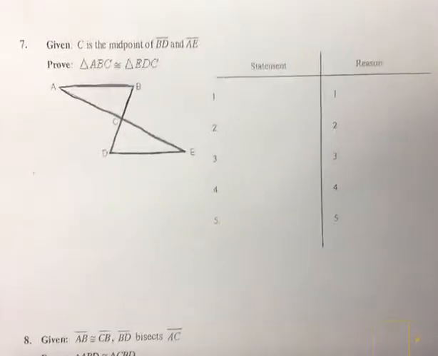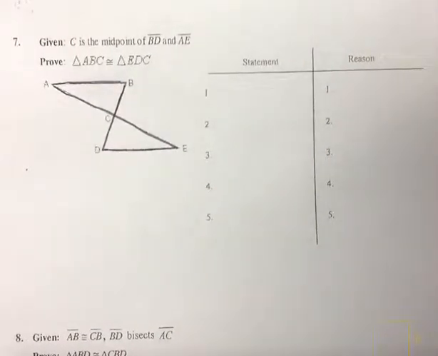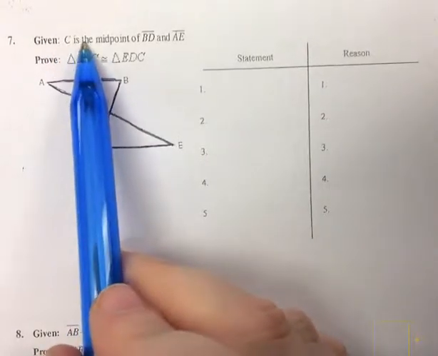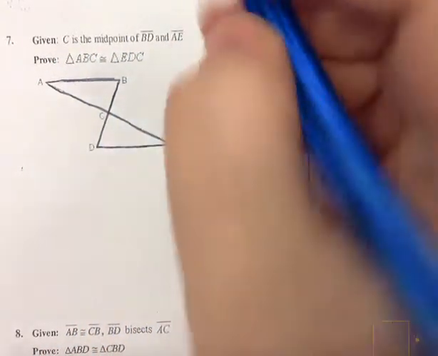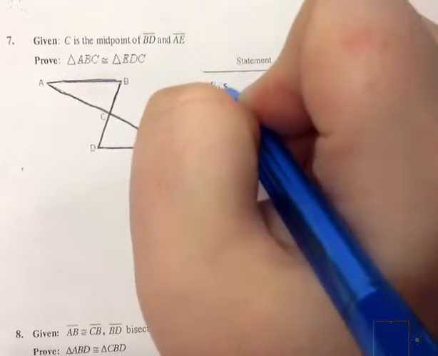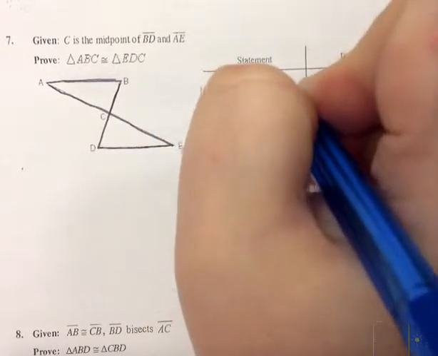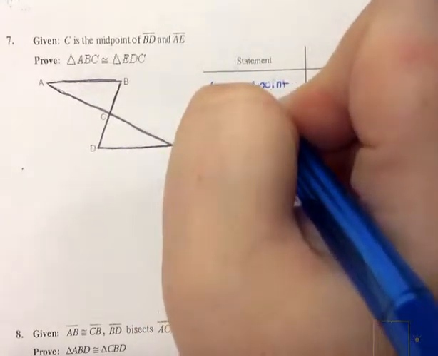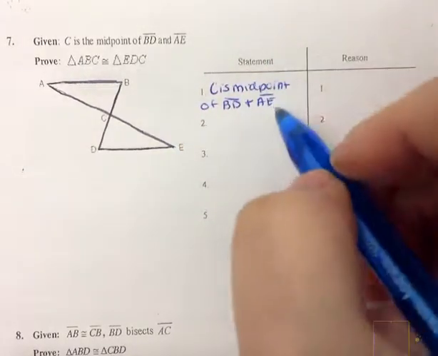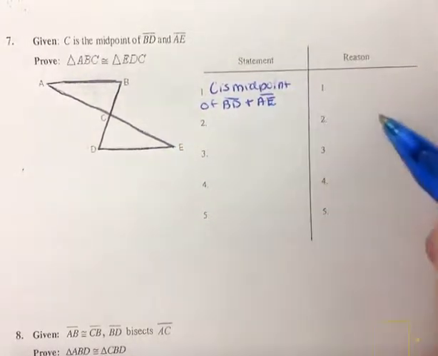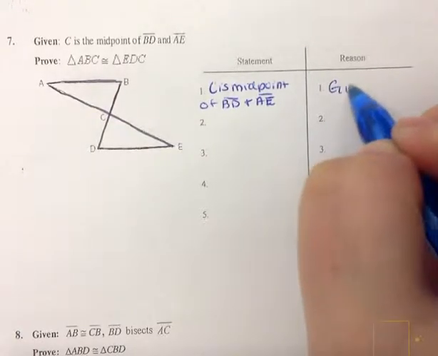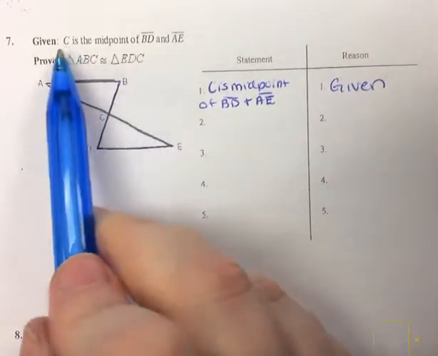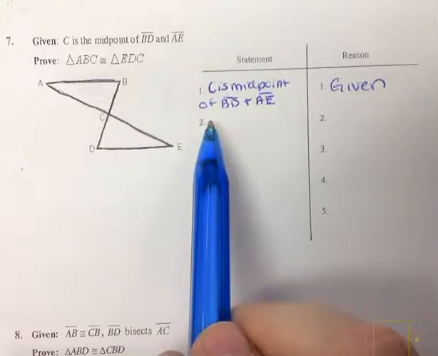So on this problem, we know that there are going to be 5 statements. The first statement should be your givens. So our first given, it says C is the midpoint of BD and AE. So I need to write that into statement 1. C is the midpoint of segment BD and segment AE. I will abbreviate a little, but not much, and the reason is given. Now that's our only given, so statement 2 would go into our body paragraph.